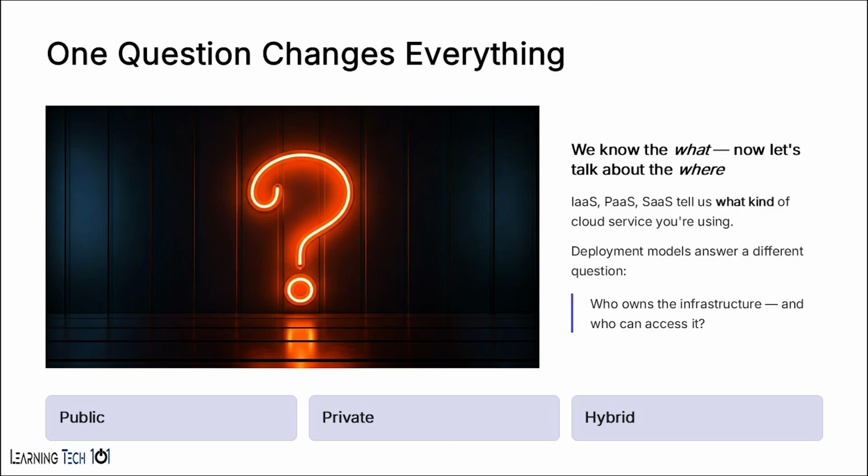In the last video, we talked about cloud services like infrastructure as a service, platform as a service, and software as a service. But now we're answering a different question. Where is your cloud actually running? That's what cloud deployment models are all about. There are three main ones: public cloud, private cloud, hybrid cloud. And the key difference is who owns the infrastructure and who can access it.